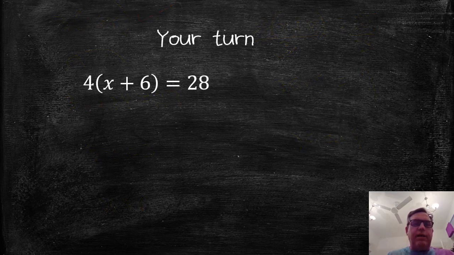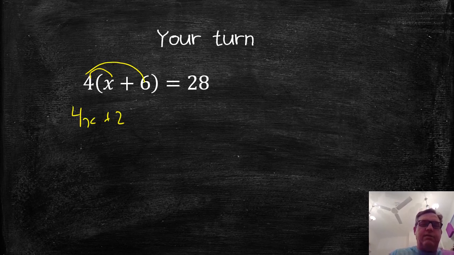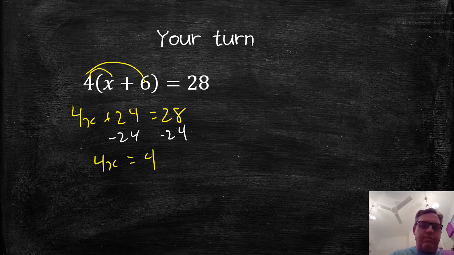Okay, I want you to go ahead and try this one. Pause the video, try it, and then restart and see how you did. Okay, let's try this both ways. What if I expand the brackets first? I would have 4x plus 24 equals 28. And then I could subtract 24. That would leave me with 4x equals 4. Divide by 4, and x equals 1.